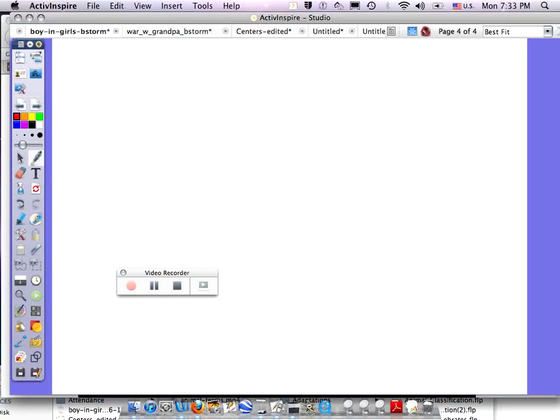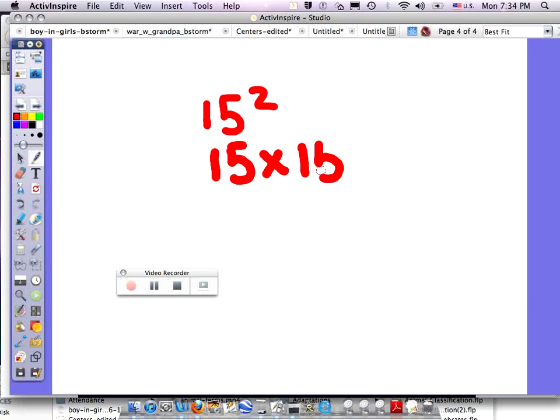Problem number 1 is 15 squared. So you can put it on pause and then solve it. Press play when you're ready. Okay, for 15 squared, all that means is 15 times 15. Hopefully you have this memorized. If you don't, you can think about it, and I'll solve it over here in black.